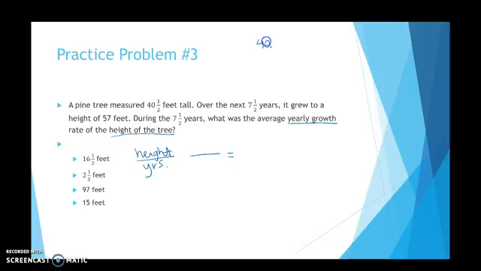So it started at 40.5 and it ended at 57 feet. So I'm going to subtract to find the difference. 6, 10, 5, 6, 1. So it grew 16.5 feet in 7.5 years. So how many feet did it grow in 1 year, right? Yearly growth. Cross product again, so 7.5x equals 16.5. I gotta isolate my x, divide by 7.5.